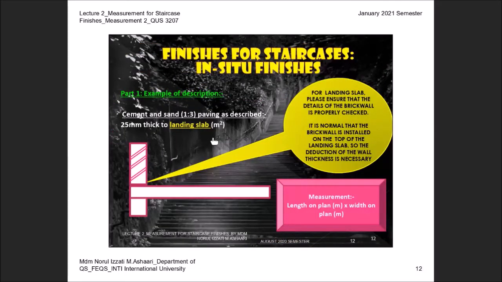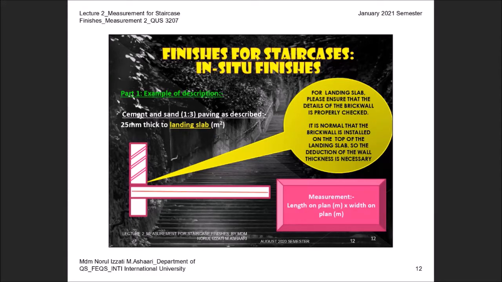The example for number 2 is also paving, but this is for a different category. This is a different example, that is landing slab, but the item or material are similar. Okay, look at this example. For landing slab, you have to ensure that you check the detail of the brick wall. Okay, what if there is a brick wall on the top of this landing slab? You can take the dimension similar to the formwork here. This is the actual dimension for the formwork. For example, you get 1720.